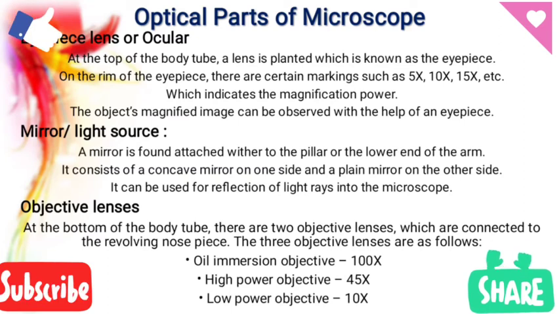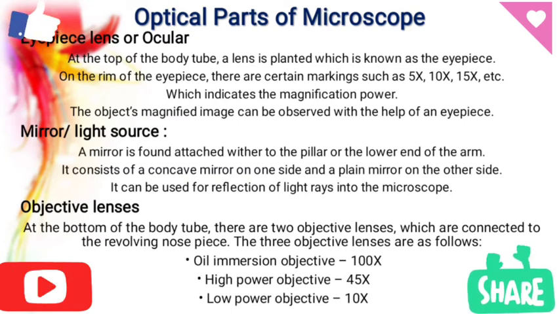Then we have the objective lens. These are connected to the revolving nose piece. These are 3 small pillar-like lenses which are used according to their objective. For oil immersion objective we use 100x, for high power objective we use 45x and for low power objective we use 10x.